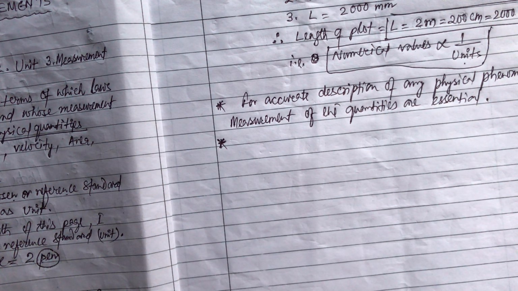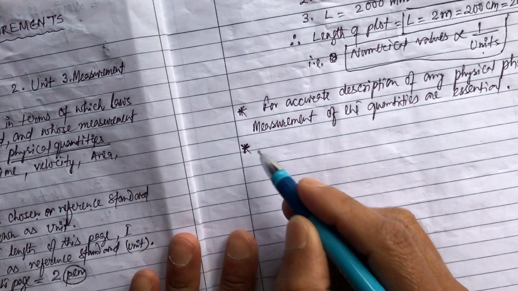Next, we can say invariability with physical conditions. Invariability means which do not change. So standard units should not change with physical conditions like temperature, pressure, or with time. These are certain points which are the requirements of a standard unit. To make any standard unit, it must have this qualification. This is a very important question. You'll get questions on this. So let me write this point here.